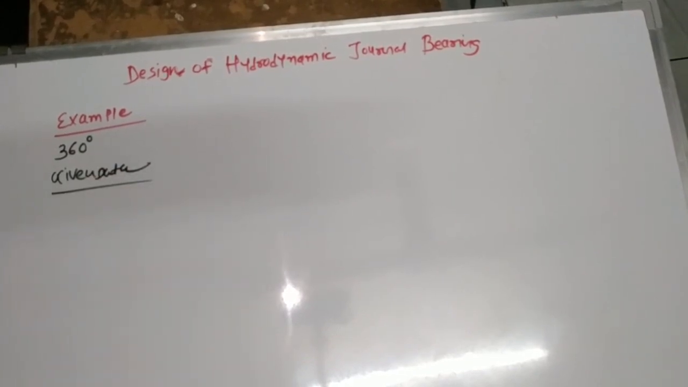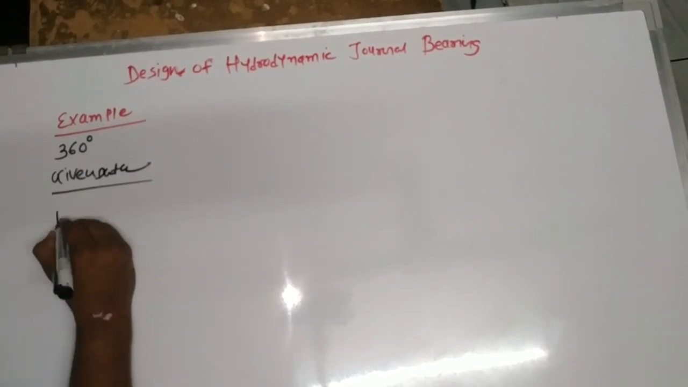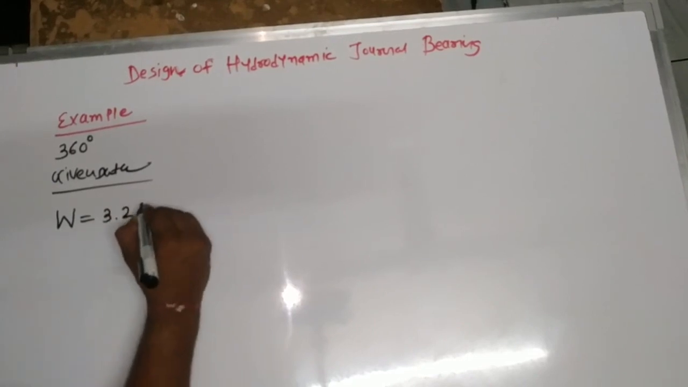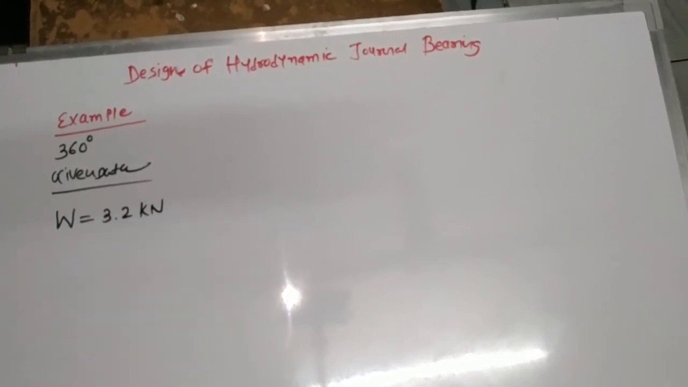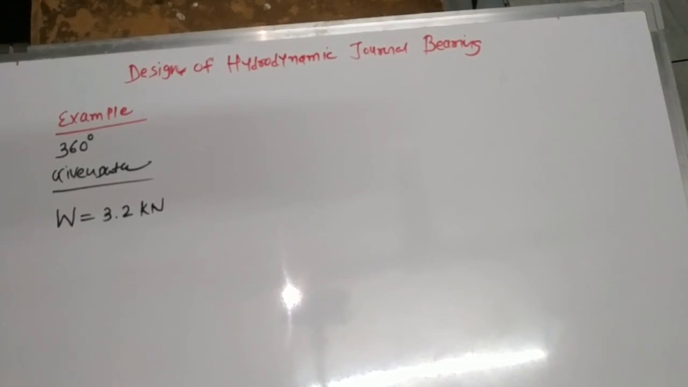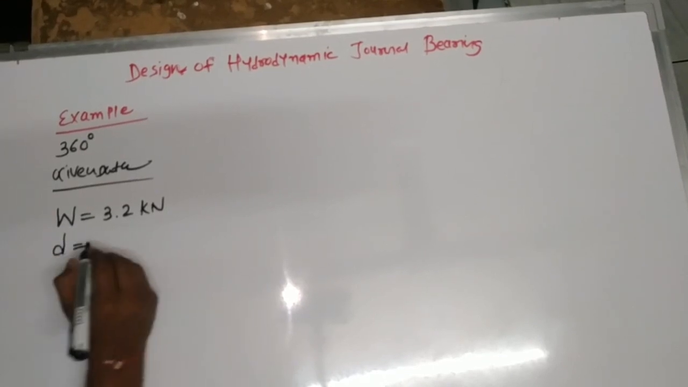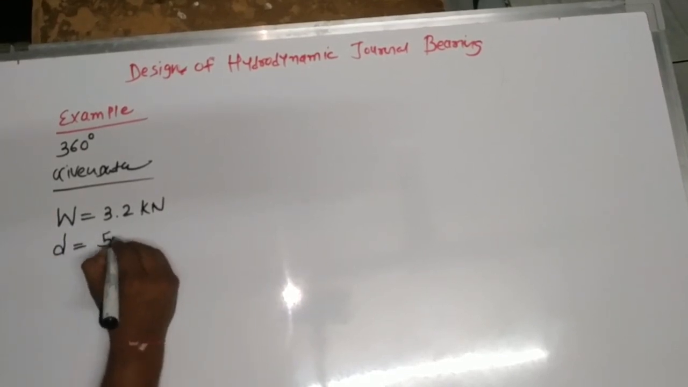is the radial load, that is 3.2 kilonewton. The radial load we indicate with capital W, that is 3.2 kilonewton. Then we have another parameter, the journal diameter, which is given as 50 mm. The journal radius we denote with small r. Here the diameter is given, so small d is equal to 50 mm.